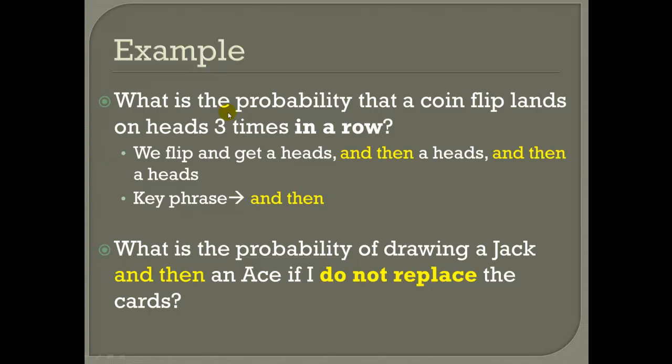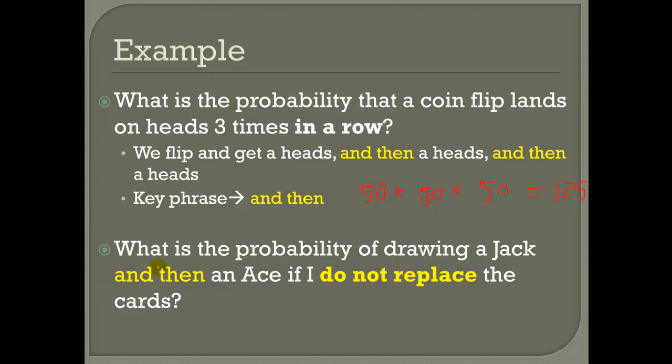Another example here, try to figure this one out on your own. What's the probability that a coin flip lands on heads 3 times in a row? I'll give you guys a second to calculate that. Well, we know that landing on it one time is 0.50, so that's our probability for one. But okay, 3 times in a row, 0.50 times 0.50 times 0.50. That actually gives us 0.125. You can read my writing there.